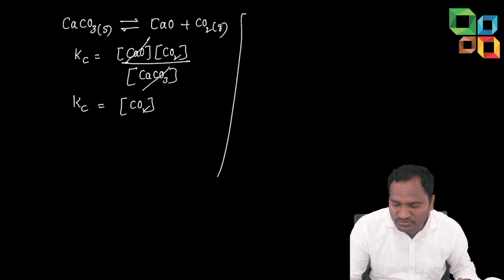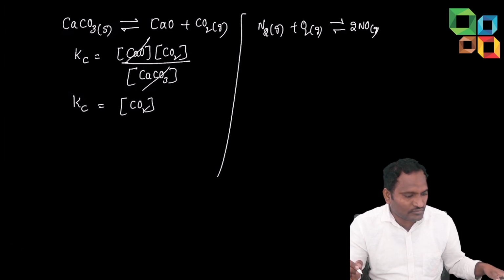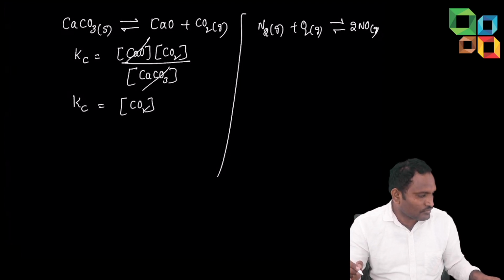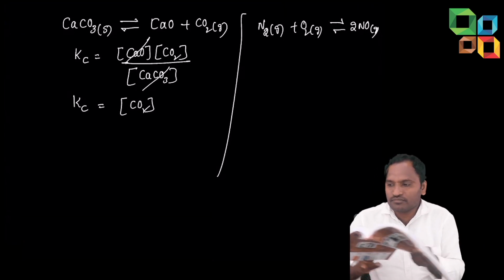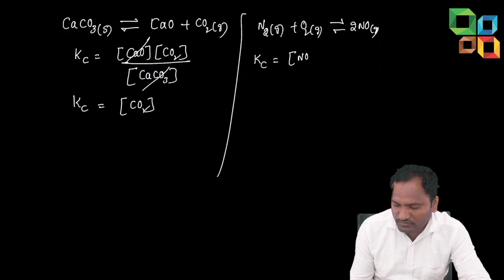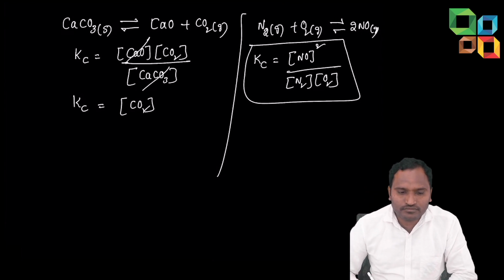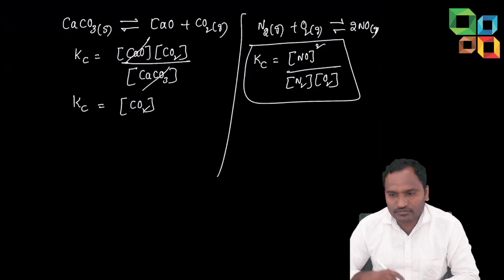Can you write the equilibrium constant of this one, students? N2 gas plus O2 gas is in equilibrium with 2NO gas. Here what do we get, students? Correct answer. Sometimes they'll give the values. Next one.